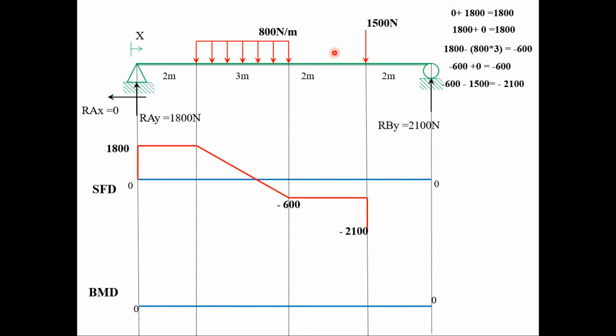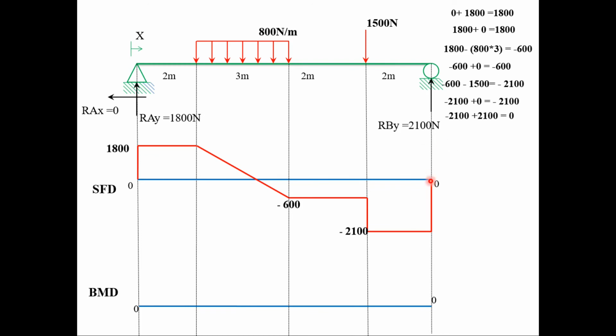On the final span, at x greater than 7 meter, we will have a constant shear force diagram. So it will be minus 2100 plus 0, we'll have minus 2100. Finally, at x equals 9 meter, we'll have a reaction RBY of 2100 Newton. So minus 2100 plus positive 2100 will give us 0 value. So the shear force diagram starts from 0 and ends in 0.